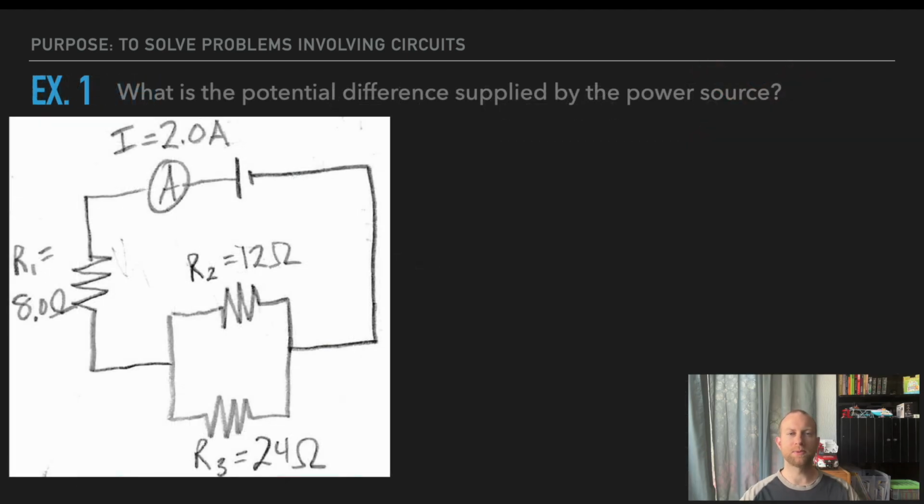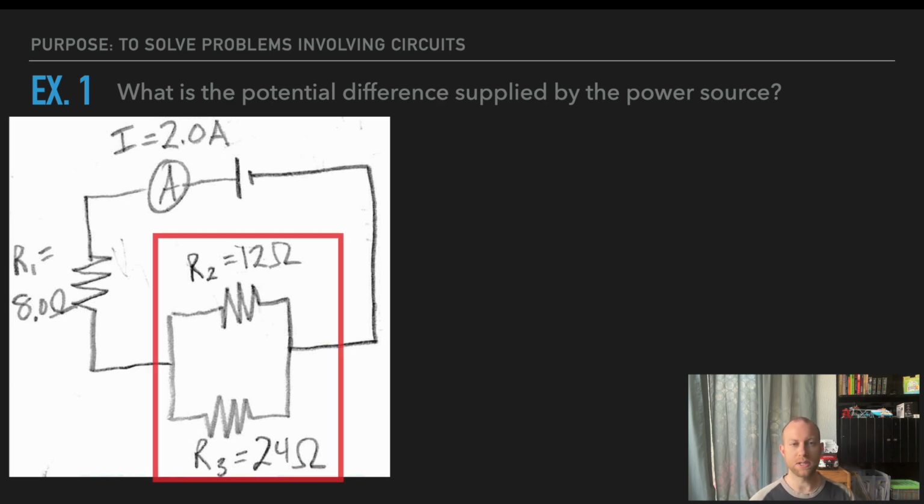So here's our example. What's the potential difference supplied by the power source? That's just what's the total voltage. Notice here why it's more complicated: we have a parallel in a series. This section here is our parallel part. You're going to have to get comfortable with recognizing this parallel. Inside this red box, we can only use our parallel equations. Everything outside is going to be series.